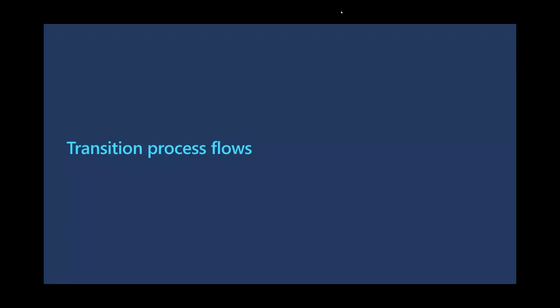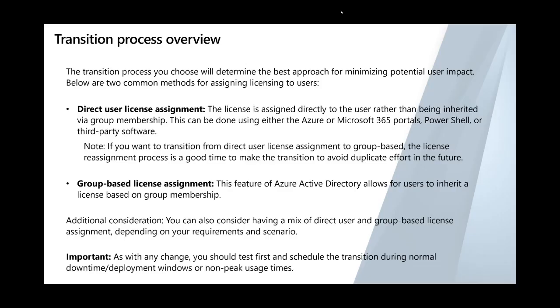Okay, so next we'll review the process flows that will help map out the appropriate steps for the transition. And there's two common approaches for assigning your licenses. The first one is direct user license assignment, where you assign the license directly to the user through Azure Active Directory, the Microsoft 365 admin portal, or using PowerShell or a third-party tool. Direct user assignment can be more challenging for customers who have a large number of licenses that need to be managed across their organization, and it's really meant for simpler license assignment scenarios.